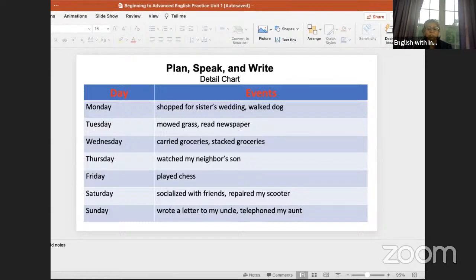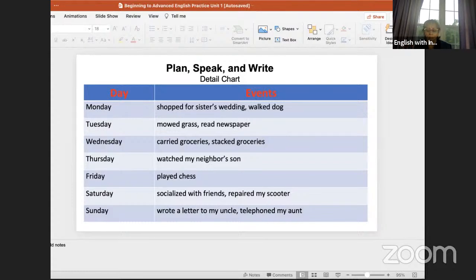Tuesday, mowed grass, read newspaper. Wednesday, carried groceries and stacked groceries. Carried means leke aana, right? And stacked means unko lagana, set karna. Thursday, watched my neighbor's son and then played chess. Saturday, socialized with friends or hang out with friends.